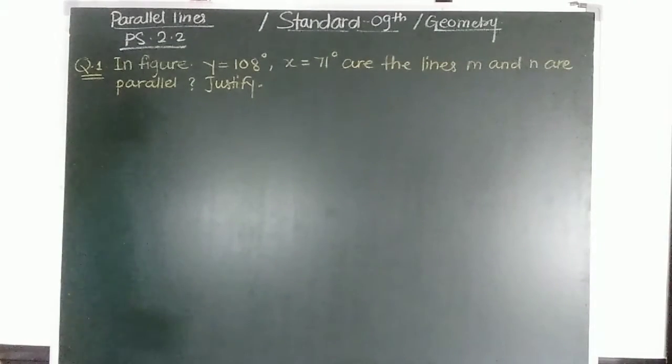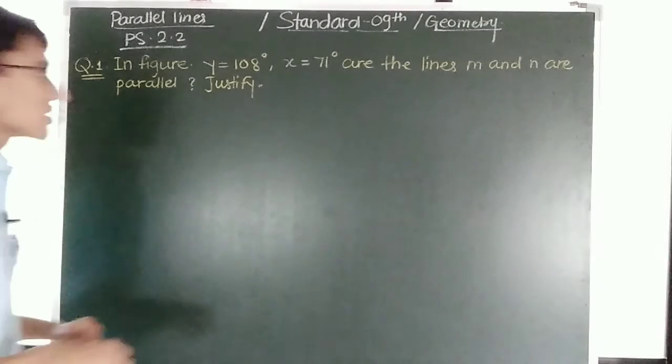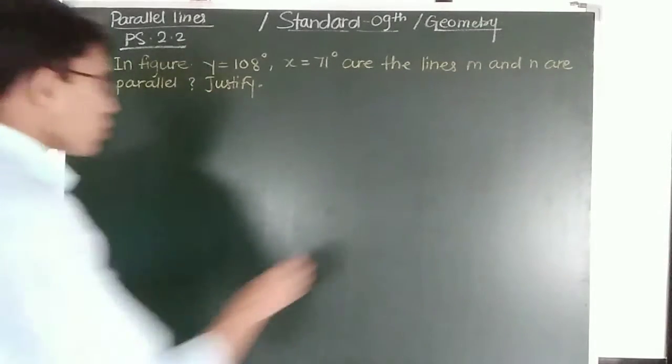So, in this particular lecture, we are going to solve practice set 2.2 of chapter number 2, that is parallel lines. Okay. So, we will start with the very first question. The question is in figure. So, there is one figure given to us. Okay.